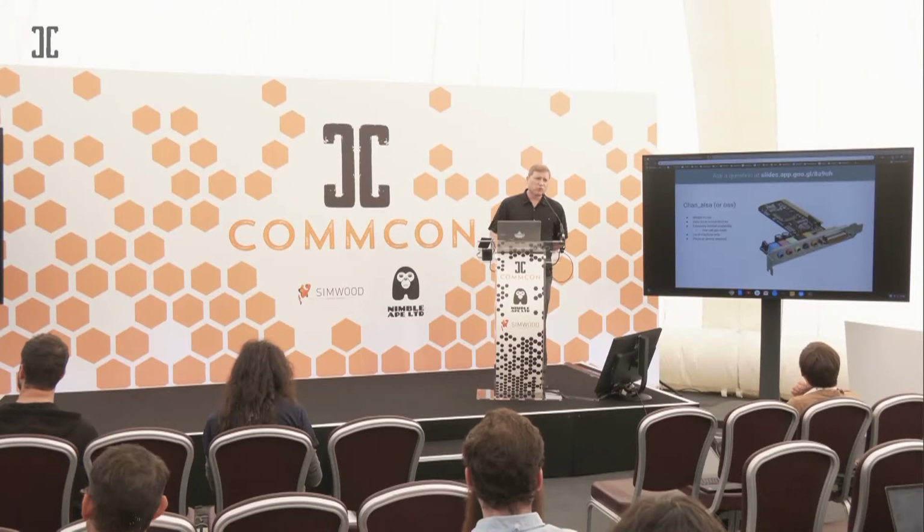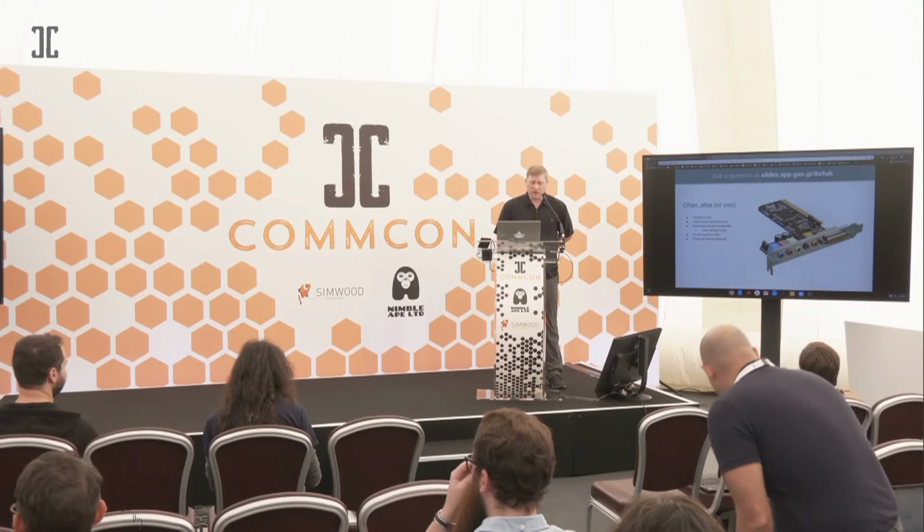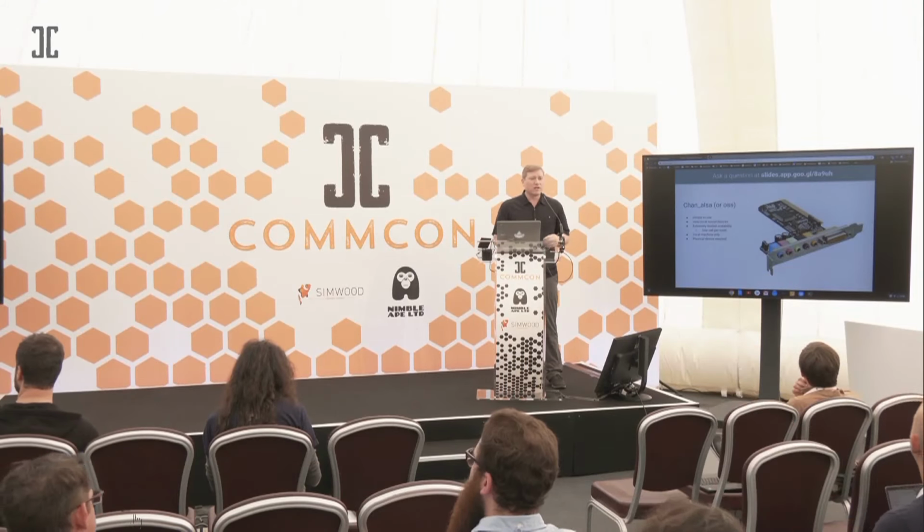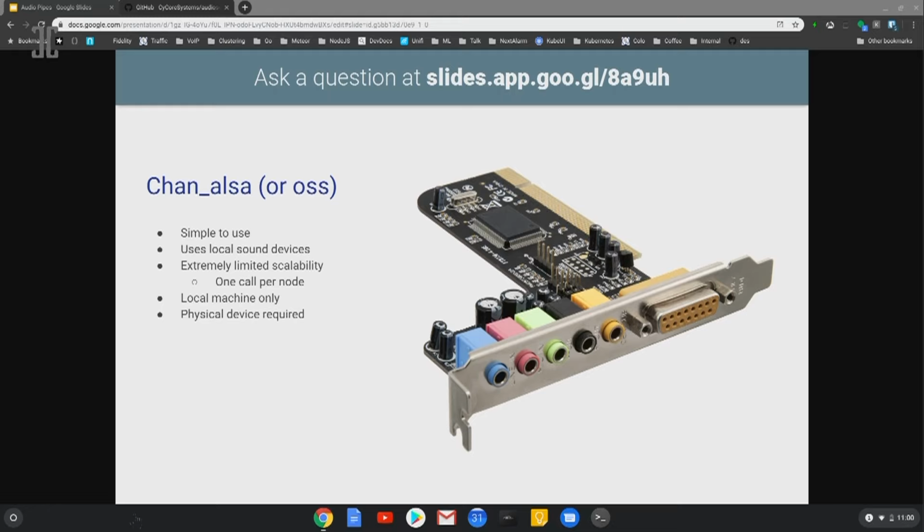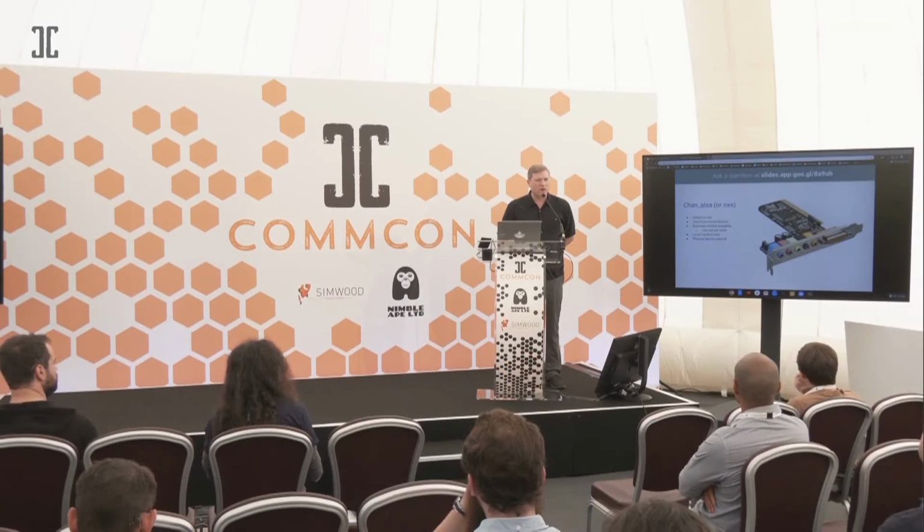So that's not to say we don't have existing solutions. We do. For instance, Chan ALSA, or if you have a really ancient system, Chan OSS. These are basically means of getting audio directly to and from Asterisk and a sound card. So that's great for getting one call on one node and getting an analog signal that you can then maybe pipe into some other source, but it's not really a scalable solution, and it's not really very useful for interacting with other applications.